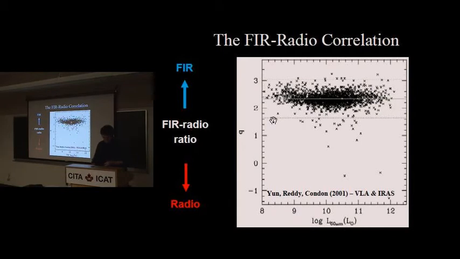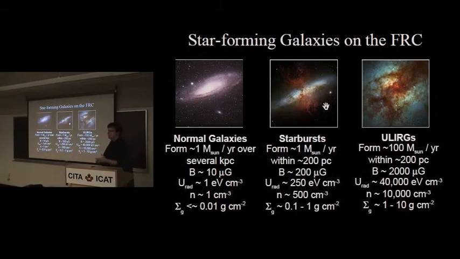And so one of the most impressive things about this correlation is the sheer range of conditions where it applies. It works for normal galaxies, like our own Milky Way, where things are pretty quiescent. You're forming just a few stars per year, and the magnetic fields are pretty weak, just a few microgauss. The gas that these cosmic rays are traveling through is pretty rarefied, basically less than 1 atom per cubic centimeter. And again, the radiation field is also pretty weak.